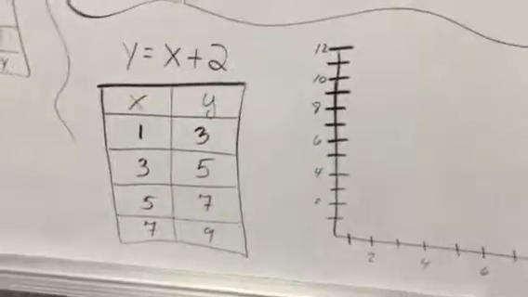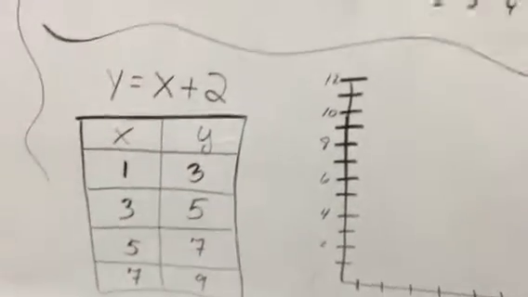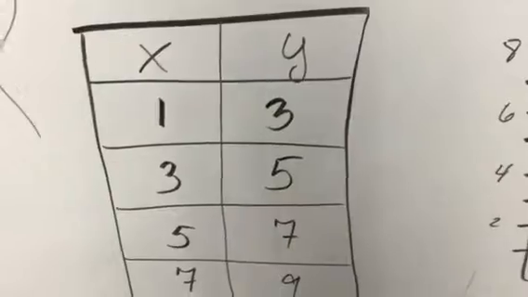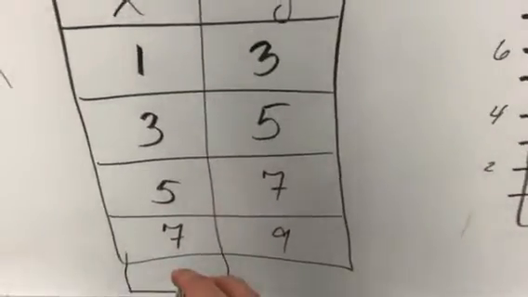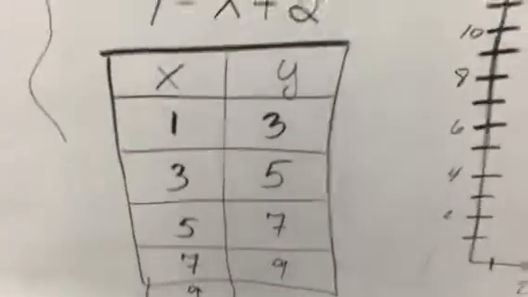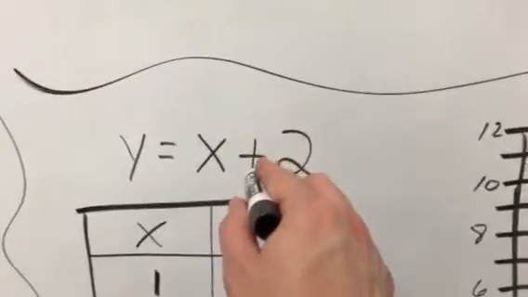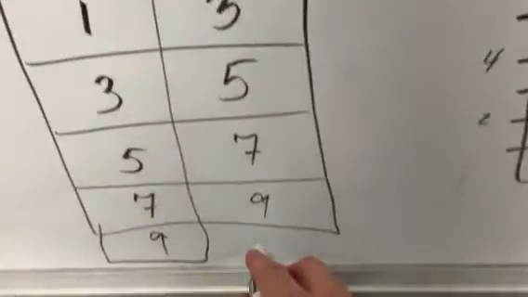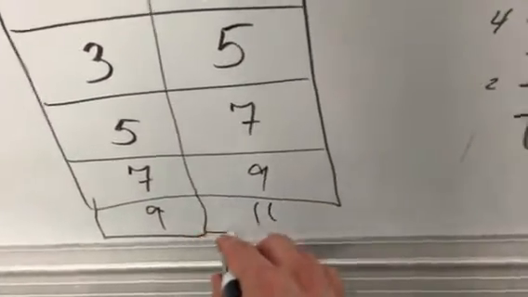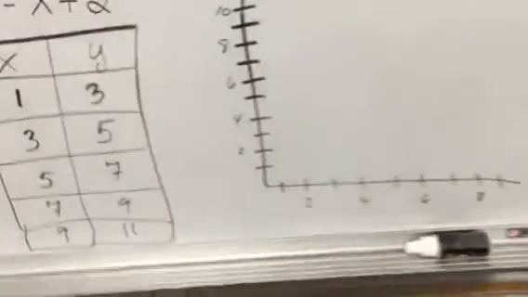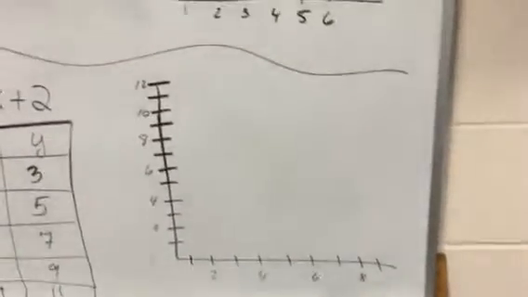So if we were to try to figure out what our next one is going to be, let's say make up another number. Let's say 9. We pull in 9 plus 2. Our y would then be 11. So let's go and chart this now.